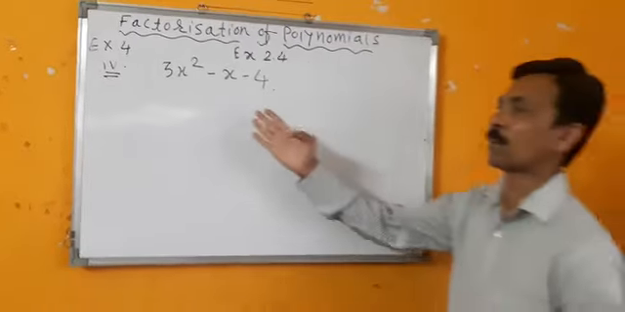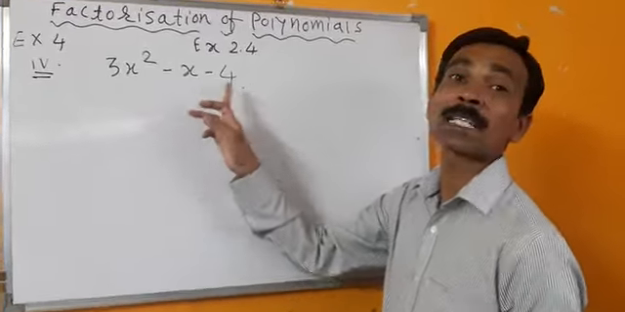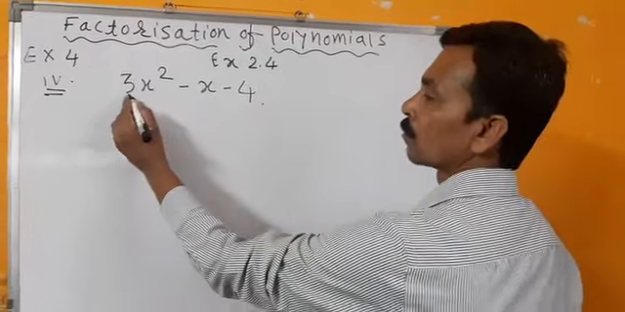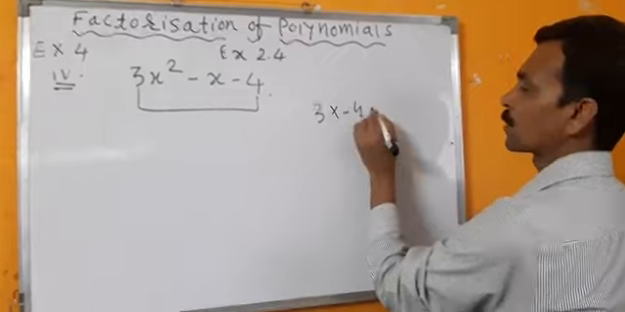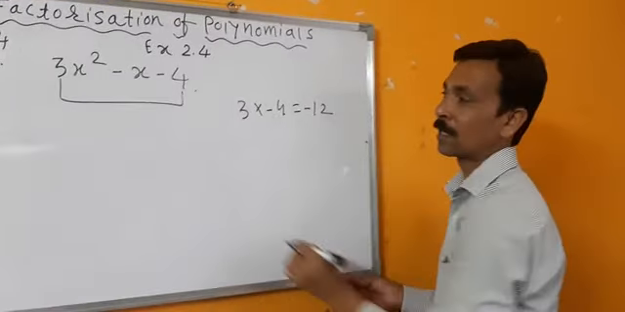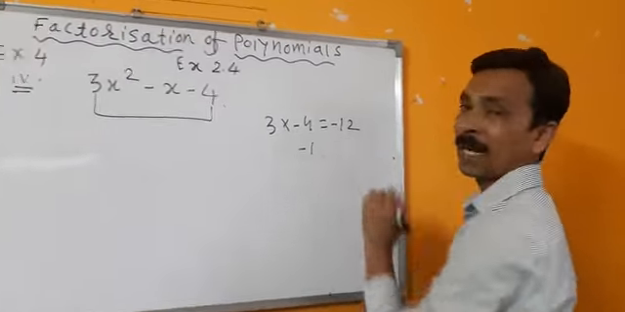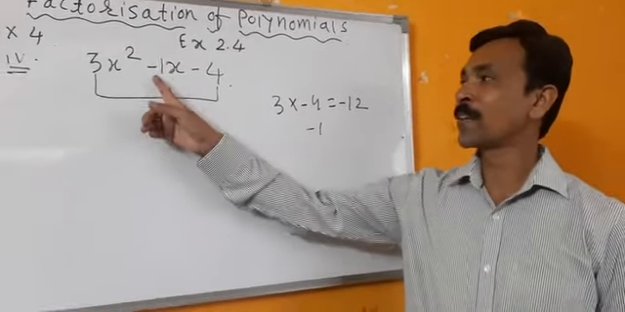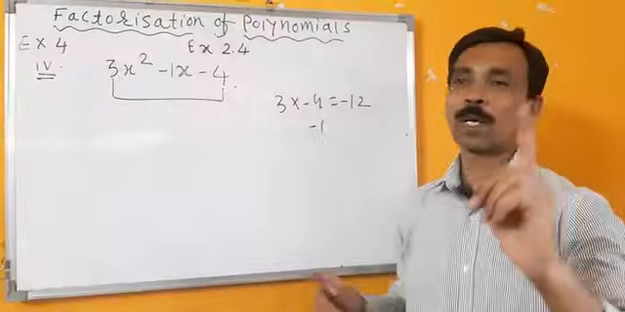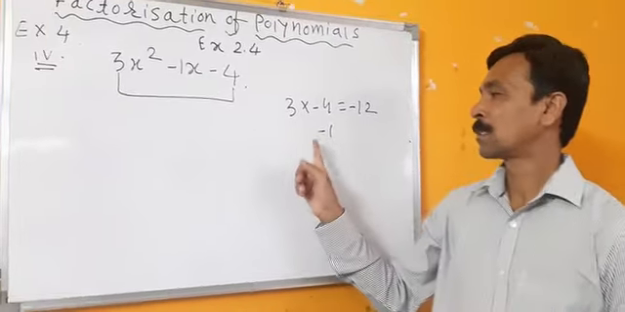The fourth bit of example 4. 3x square minus x minus 4. The method is the same. Multiply the first and last term. 3 into minus 4 is equal to minus 12. What is the middle term? Minus 1. Because if there is no coefficient with any variable, it is always 1. But the sign is what? Minus. That is why minus 1.